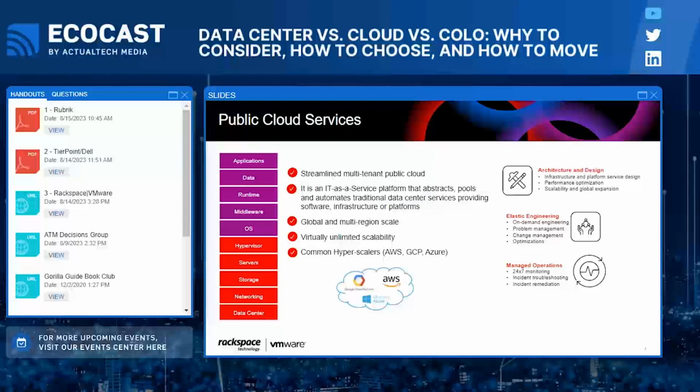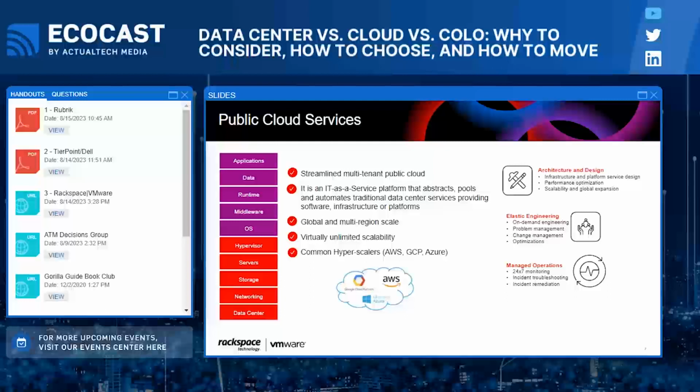From a Rackspace perspective, we do have services that complement the infrastructure services that these hyperscalers provide. So we can do a lot of architecture and design of the platform for clients. We do have Elastic Engineering. Essentially, it's a pod of resources that can provide ongoing optimizations to your environment. And then we also have managed operations. Essentially, this is 24/7 monitoring, incident troubleshooting, remediation, etc.